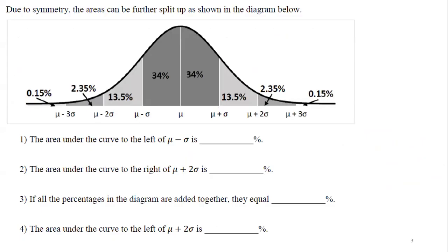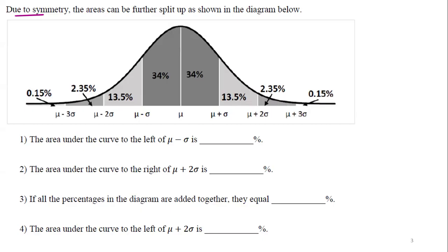It says, due to symmetry, the areas can be further split up as shown in the diagram below. The first question asks: what is the area under the curve to the left of mu minus sigma? Notice that this normal distribution curve is a reflection of itself. 34% is on the left, 34% is on the right, 13.5% is on the left, 13.5% is on the right, and so on. They're just reflecting each other's information.